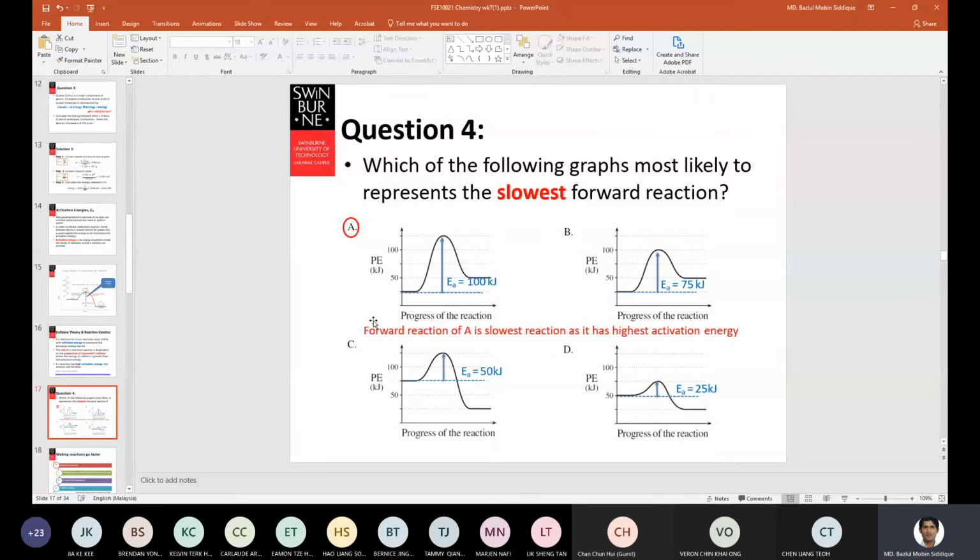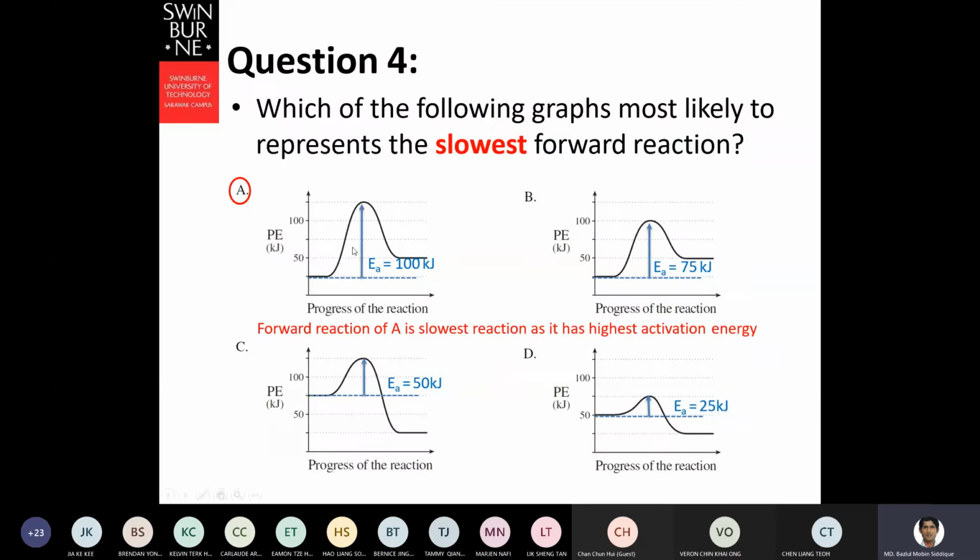For question number 4, it says which of the following graphs most likely represents the slowest forward reaction? As we just discussed, here we have activation energy of about 50 kilojoules, here 75, and here 100 kilojoules. Since that is much higher than any of those, the reaction will be slow.